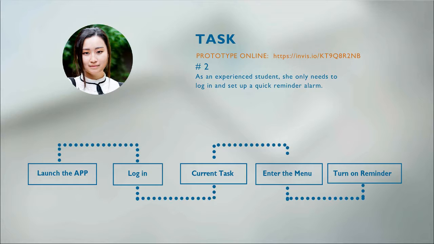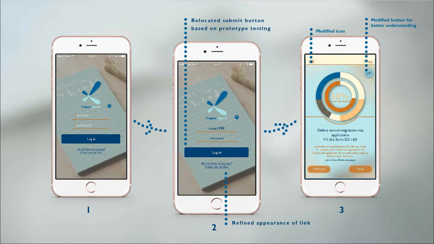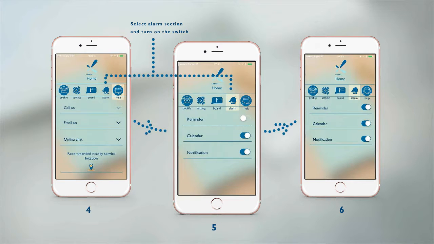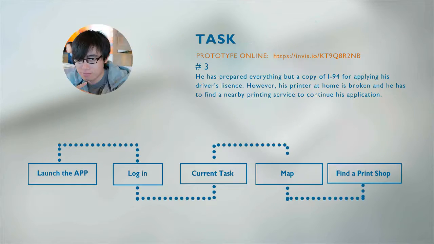So this is the second task. She is an experienced student. She only needs to log in and set up a quick reminder alarm. So after logging in to the main screen, she will get into the menu and then simply turn it on.